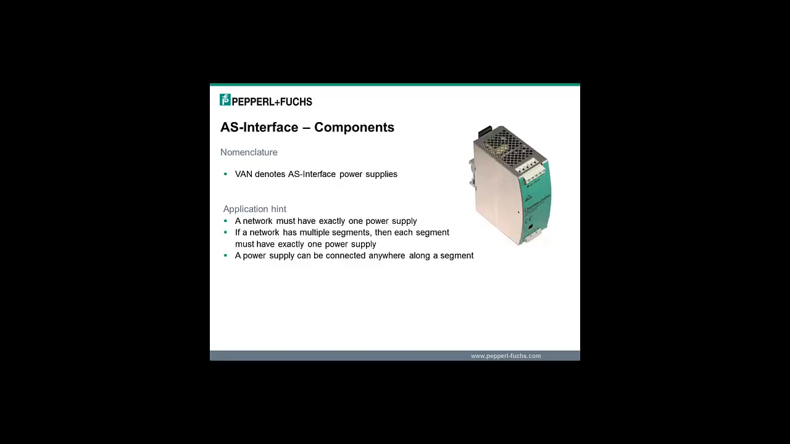When designing an AS interface network, remember that each network must have exactly one power supply. If the network has multiple segments, each segment must have its own AS interface power supply. While it is common to place the AS interface power supply near the gateway or scanner card, this is not a requirement. You can connect the power supply anywhere along the network or segment.